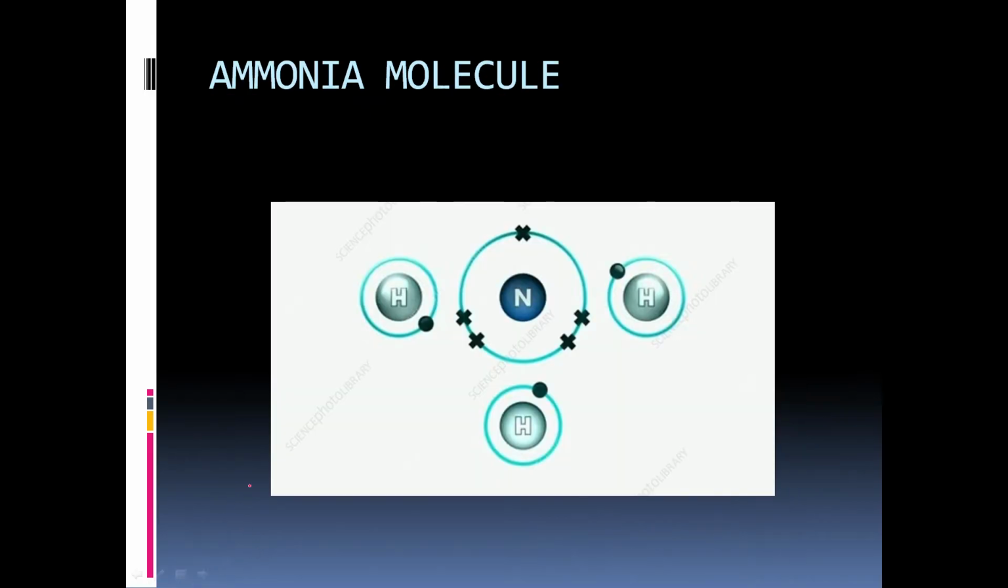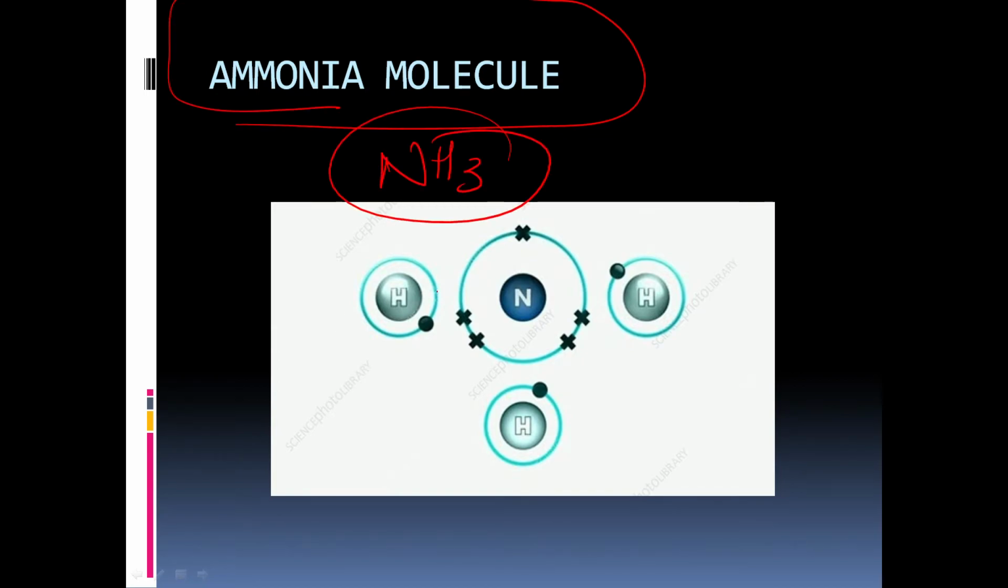Okay. Now let's talk about ammonia. What is the formula for ammonia? NH3. This is the formula for the ammonia molecule, right? Now, ammonia molecule. Right, just a minute. Okay. Ammonia consists of nitrogen and hydrogen. Nitrogen has how many electrons? 5 electrons in its valence shell. Hydrogen has 1, 1, 1.